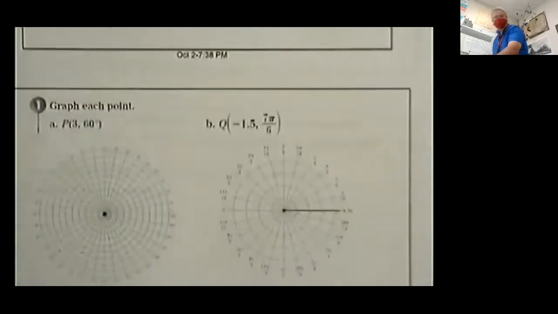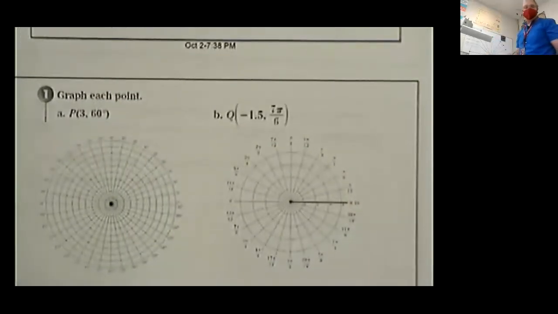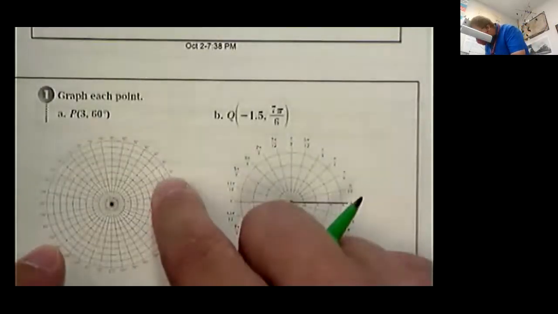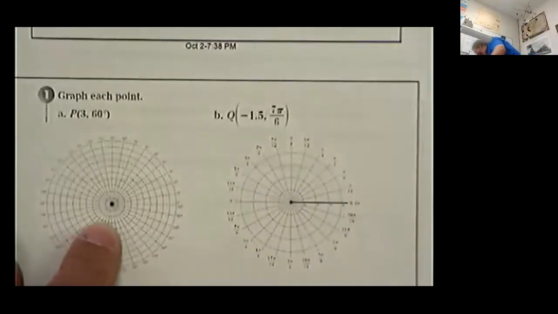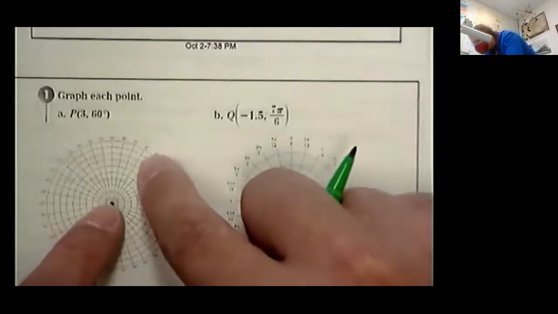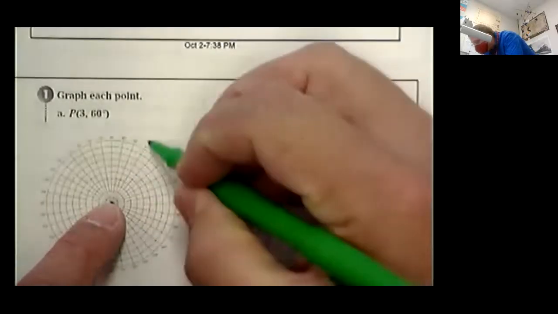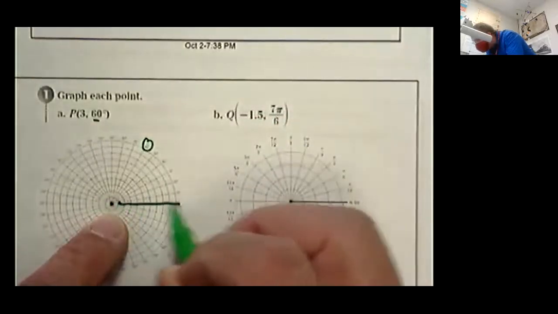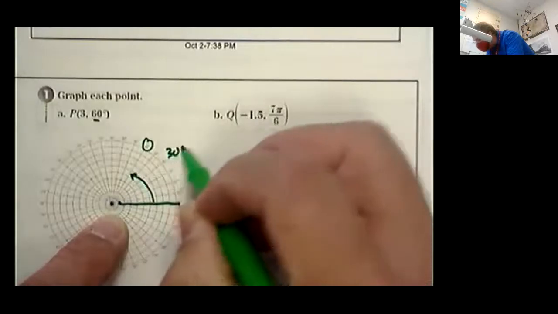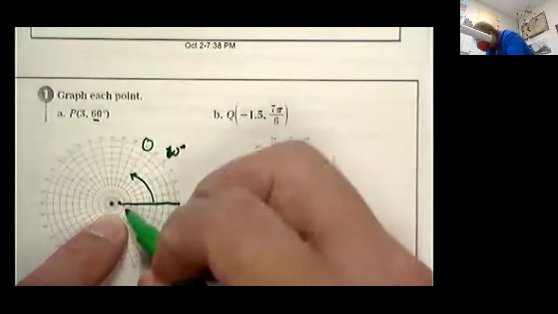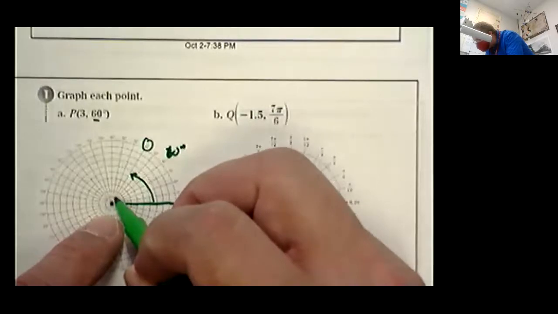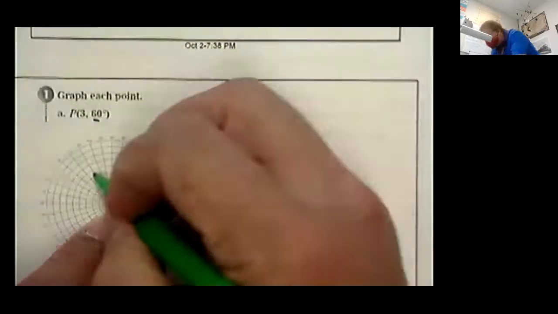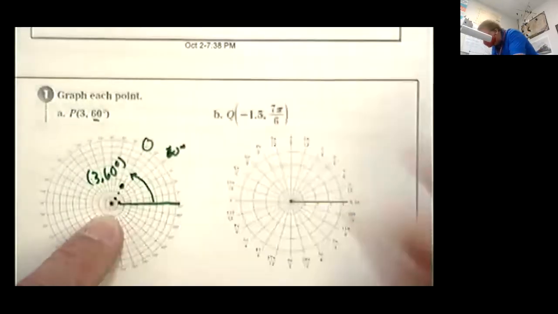For example, let's graph each point. So number one, we want to graph the point (3, 60°). So first we'll look at our theta, 60. We'll find 60 degrees, right here. So there's our angle. From our initial side, we're coming up 60 degrees. And then we want to be 3 units out. So here's the center. Here's radius 1, radius 2, and radius 3. So there's our ordered pair, (3, 60°).